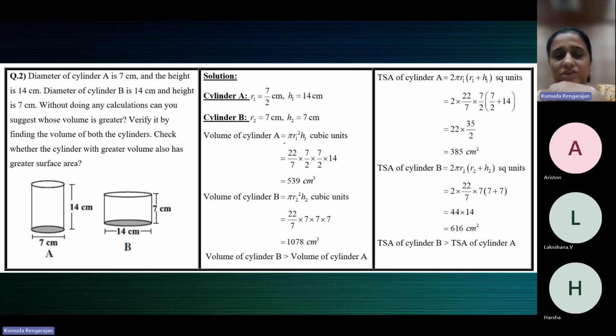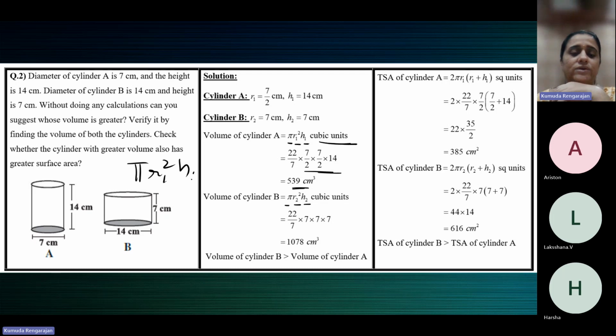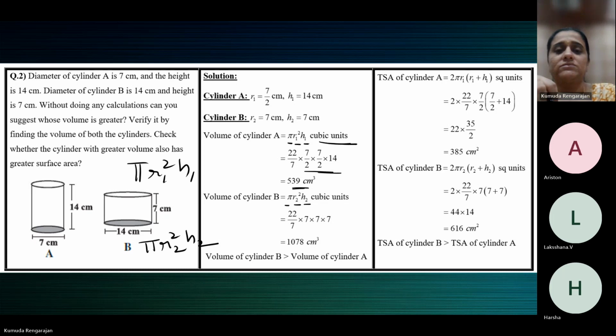So you can see here, volume of cylinder A is pi R1 square H1 cubic units. Substitute the values and calculate the volume. For cylinder B, it is pi R2 square H2, because pi R square H is the formula. Write the formula pi R square H, then for the first one just put R1 and H1. For the next one, also, volume is pi R square H, but write it as R2 and H2.